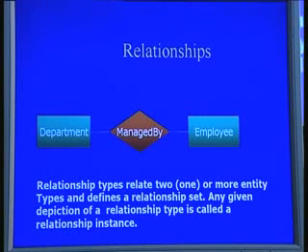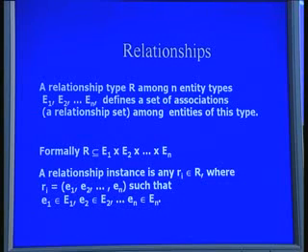Let us go further and make some definitions. First of all, let us define what is meant by a relationship type. A relationship type R is an association among different entity types. It need not be just two entities, it can be any number of entities, so there could be n entities. It basically defines a set of associations, what is called a relationship type. If you look at it a little bit carefully, a relationship type is just a subset of the Cartesian product of all of the entity types.